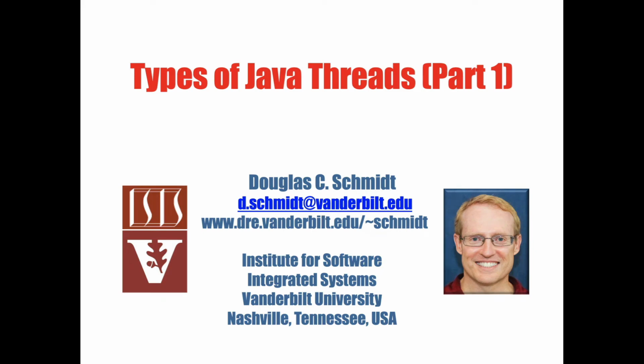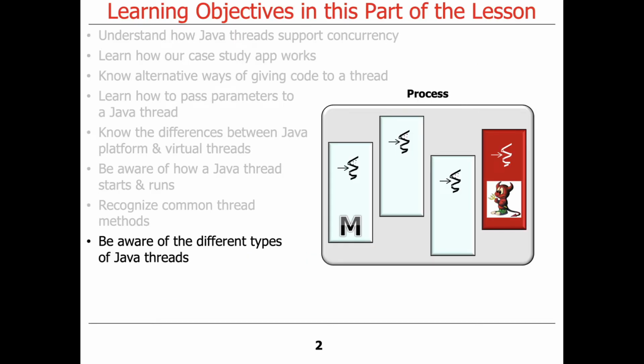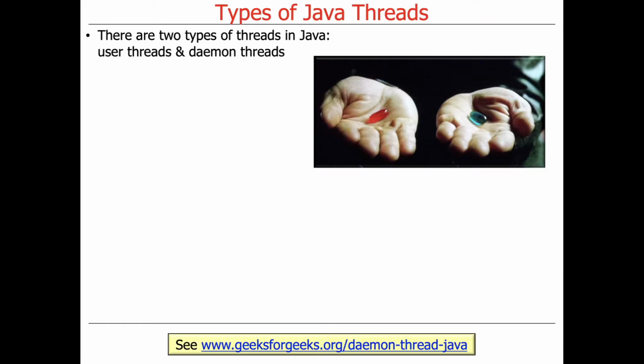Continuing on with our discussion of Java thread features, we've got a two-part lesson here that talks about types of Java threads. If you recall before, we talked about something called daemon threads. We're going to talk now about what types of threads there are, and you'll get a chance to learn more detailed what a daemon thread is.